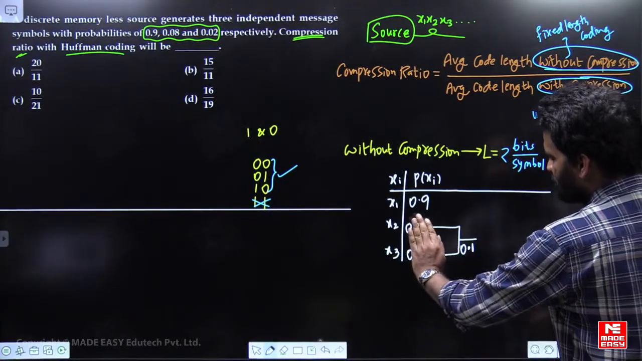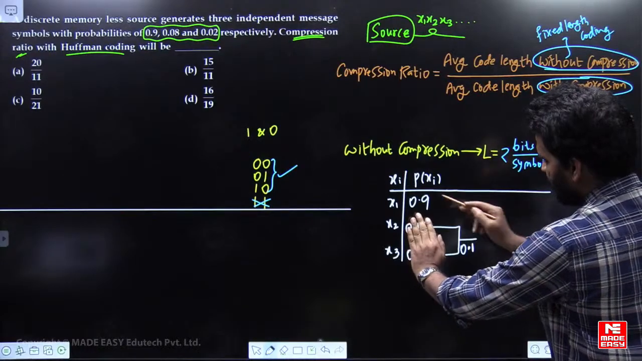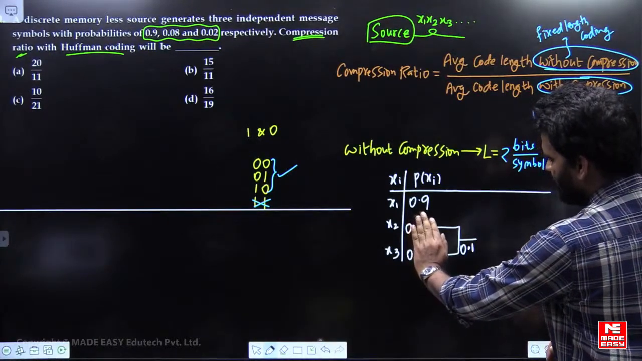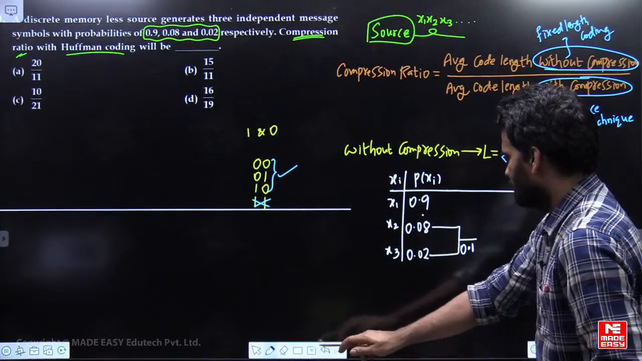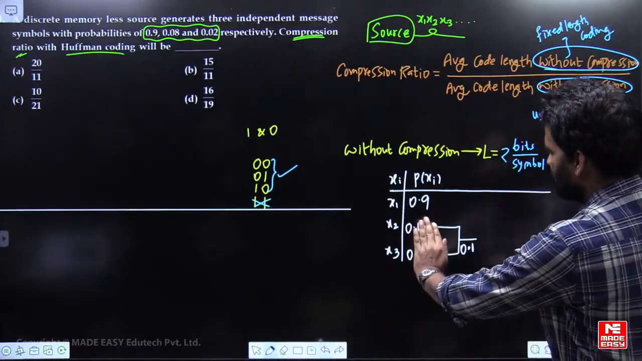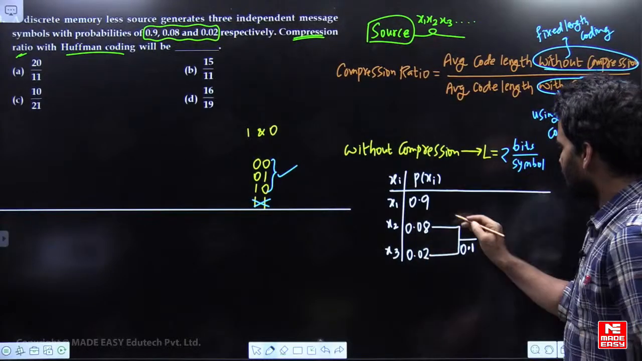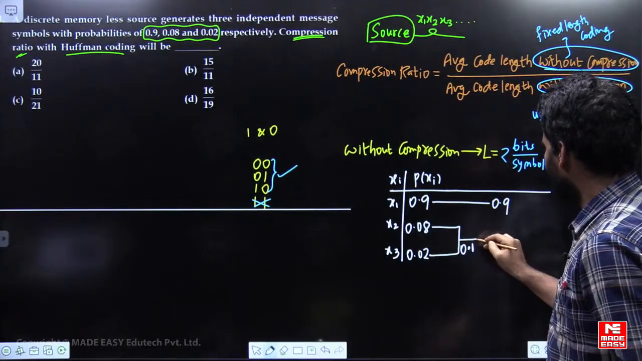Now ignore these 2 probabilities. These 2 probabilities, 0.9 and 0.1, you have to arrange them in decreasing order. So 0.9 is still in first place, and this is 0.1.